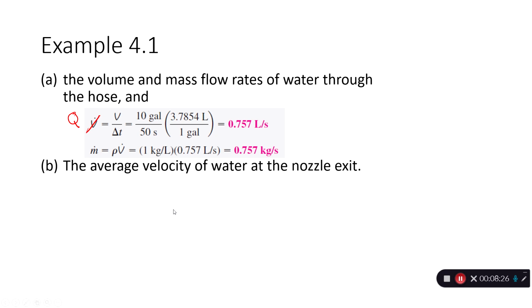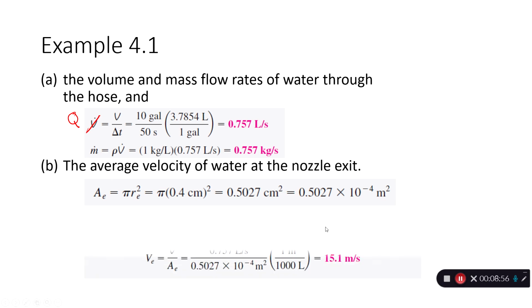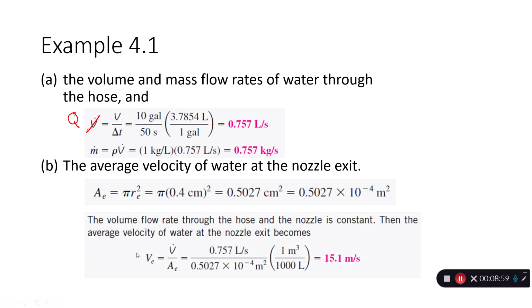Alright, the average velocity of water at the nozzle exit. Where do we have the equation for velocity? Of course, mass flow rate equals rho AV, or volume flow rate equals AV. So we need to find the area first, and the area at the nozzle exit has to be based on the diameter or radius of the nozzle at the exit. Remember, there were two diameters given. So we take the exit diameter and calculate the area. And then for the average velocity, here we are using Q equals AV.